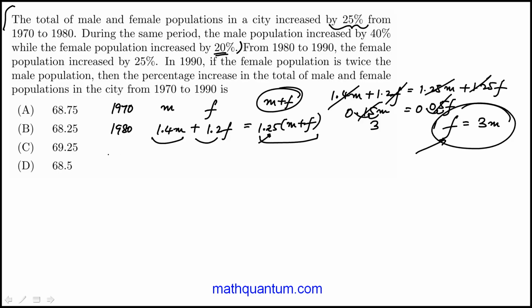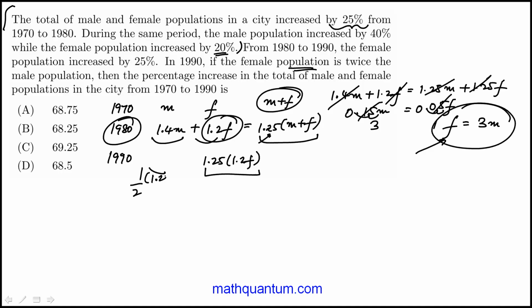Next, they tell us that from 1980 to 1990, the female population increased by 25%. So we'll get a multiplier of 1.25 on that, because this is an increment from 1980. We're also told that the female population is twice the male population, which means the male population in 1990 is half of that. And since the question is about the total of male and female population change from 1970 to 1990, I need to add these two quantities.